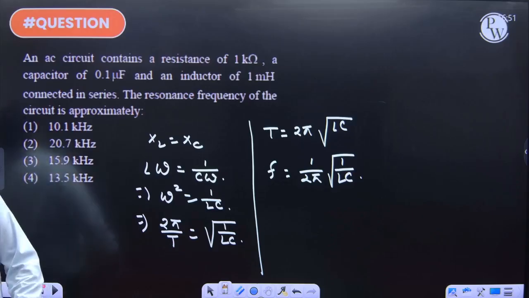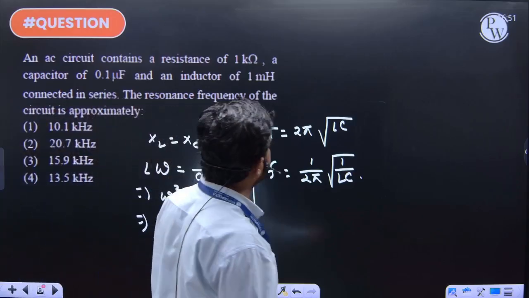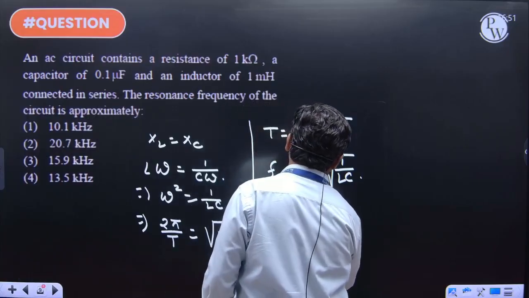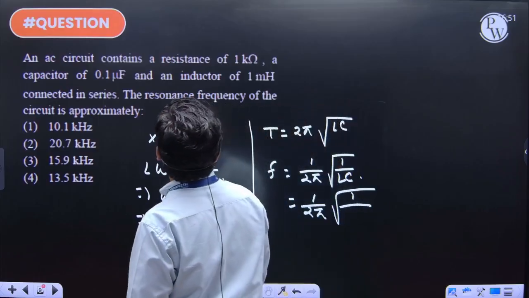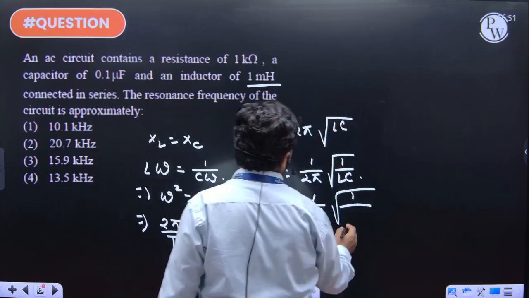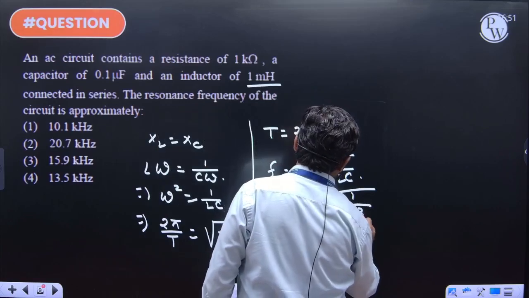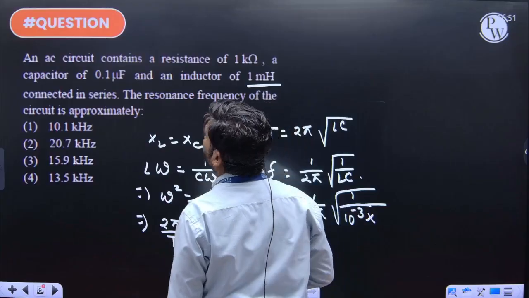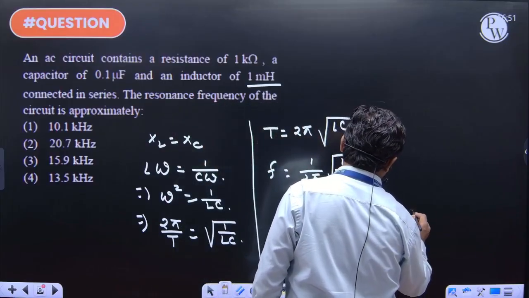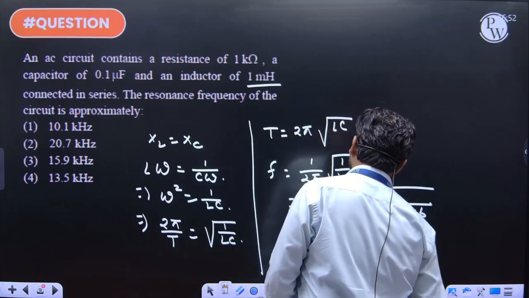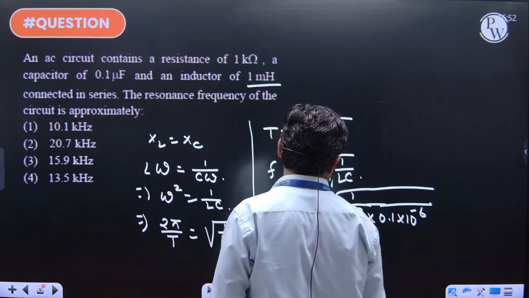What should we do now? We should put the values, only values, nothing else. So just put the values: 1 by 2 pi root over 1 by... what is the value of L? L value is 1 millihenry. So that is 10 to the power minus 3, and capacitance value is, how much is it? 0.1, so 0.1 into 10 to the power minus 6. Correct. Now the rest is your calculation only.